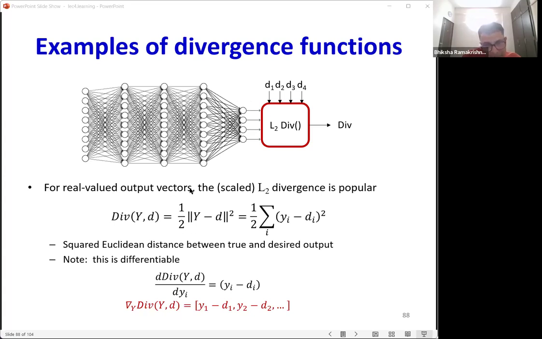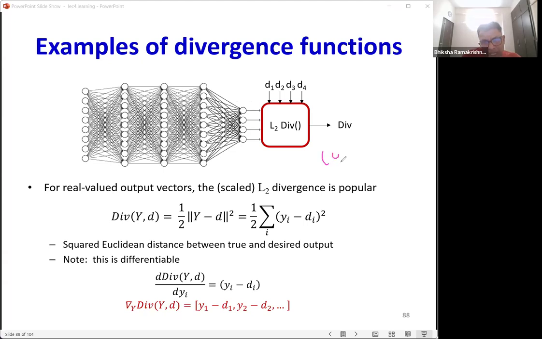This term half is for convenience. We always have the half, and it's going to be half the squared norm of y minus d, which is to say it's a component-wise sum of the square of the difference between the actual output and the desired output. And now when you take the derivative of this divergence with respect to the output of the network, with respect to y, you'll see why you have this half. When you take the derivative, the 2 comes out and cancels this half. And the only thing that you're left with is y minus d.